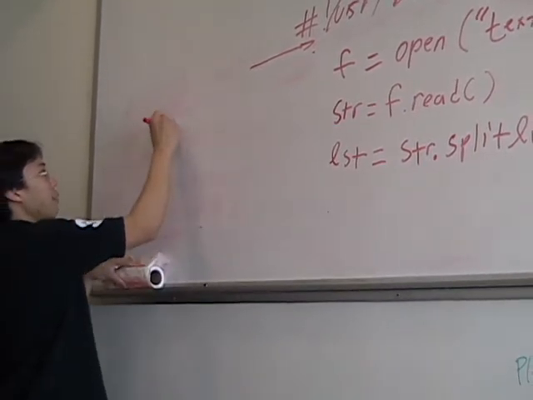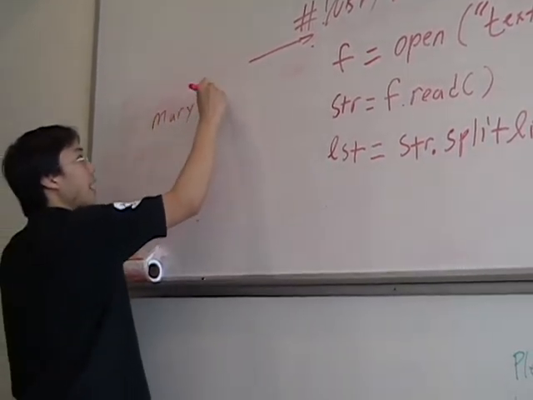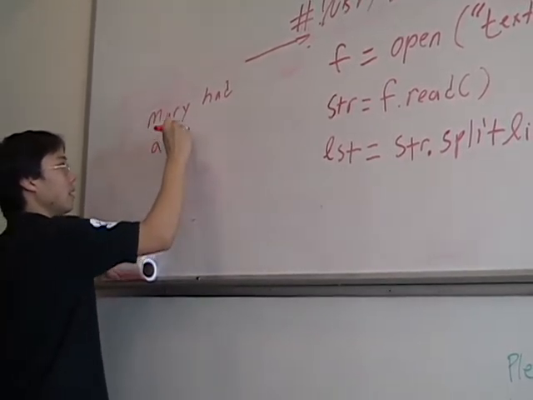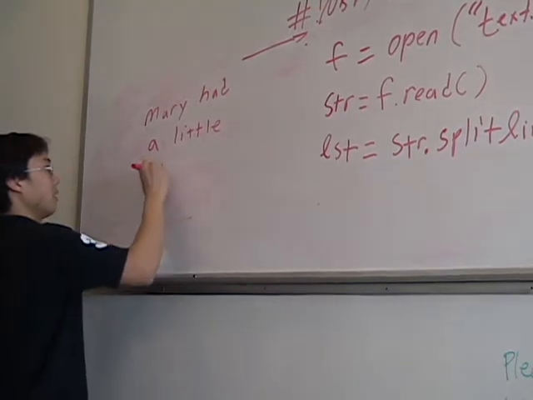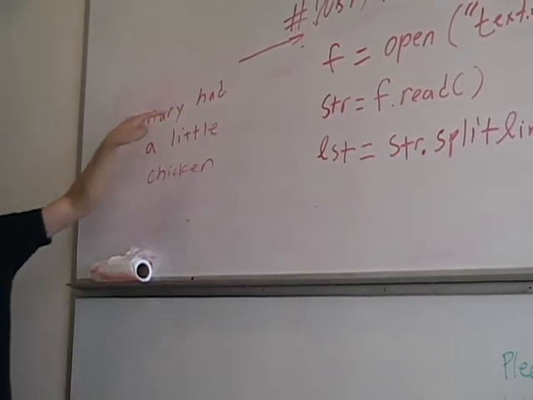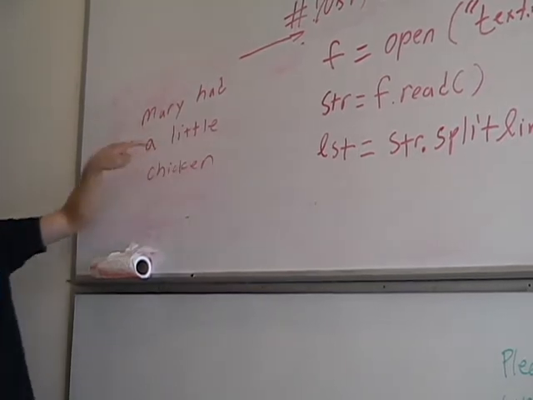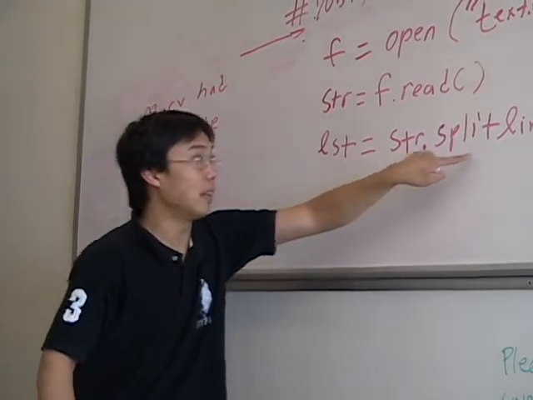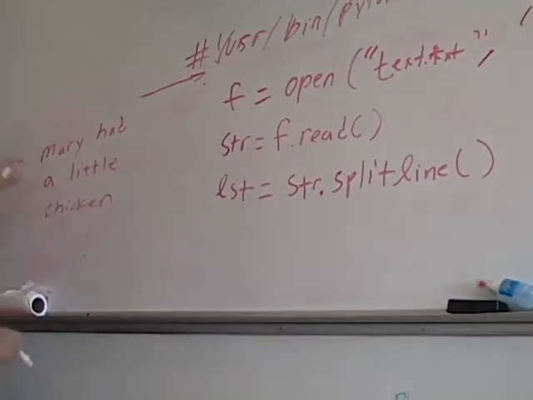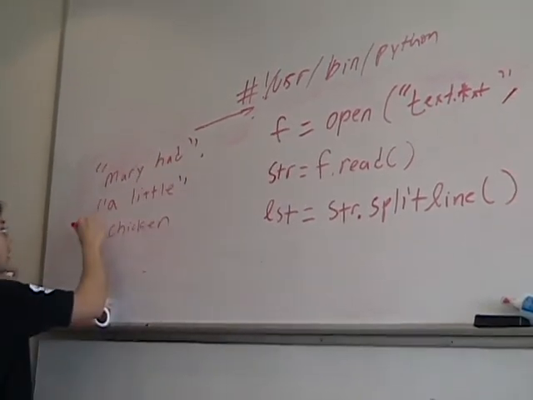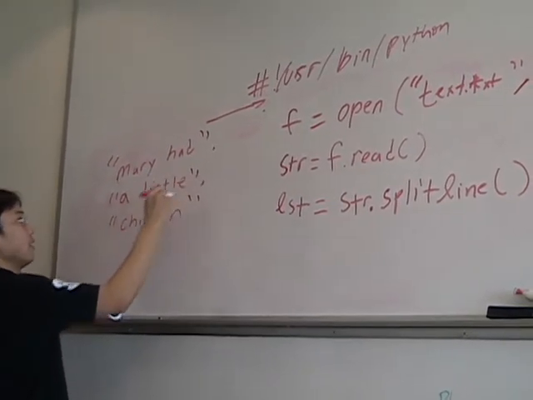So each line I have Mary had, and then second line I have a little, and then chicken. All right, so first line has Mary had, second line a little, third line chicken. Split line, what it does is it's going to split each line by comma and put it into a list.